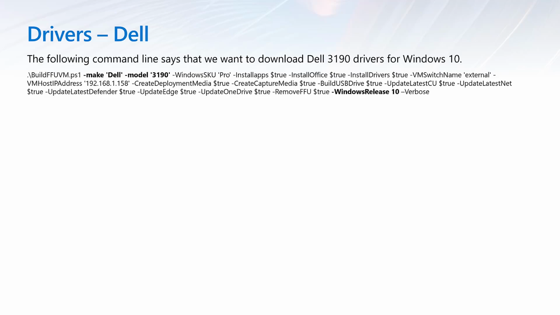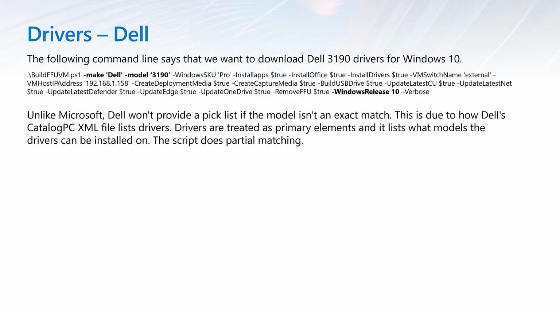Now for Dell, the process is slightly different, but very similar. The command line here says that we want to download Dell 3190 drivers for Windows 10. And so in this case, the make is Dell, the model is 3190, and the Windows release is 10. Now, unlike Microsoft, Dell does not provide a pick list if the model isn't an exact match. And this is because Dell has this catalog XML file, and that lists the drivers.